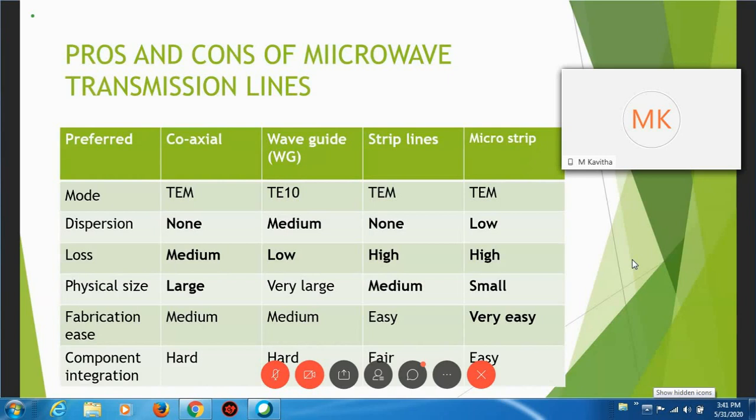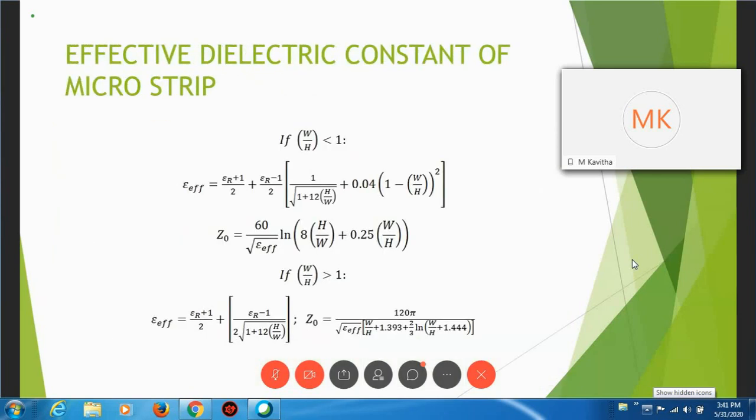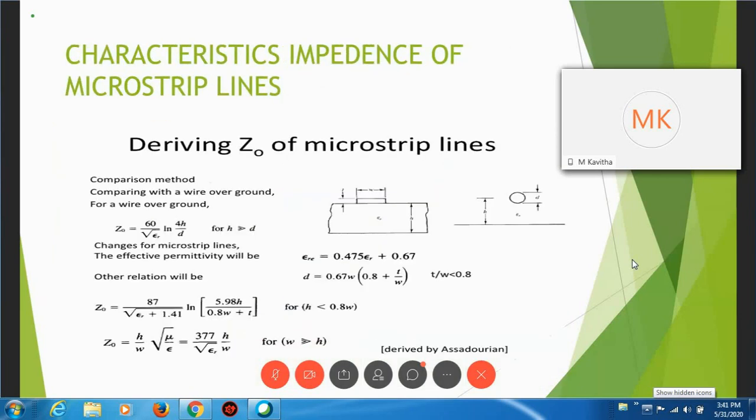Next slide. I will give you a comparison of the different types of transmission lines used in microwave structures. In the comparison table itself, we can see that the loss in the microstrip line is high. By designing microstrip lines, we can build filters, dividers, and couplers.